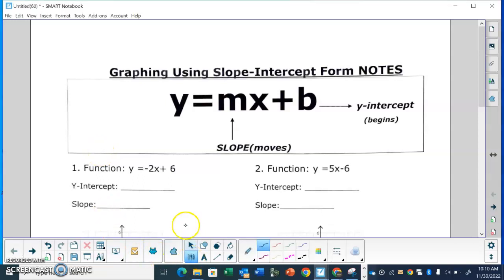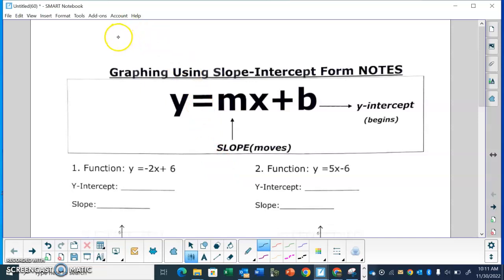Good afternoon. Hopefully you have these notes in front of you, and we're going to look at the concept of using slope and the y-intercept to graph without using the data table. So yesterday, or the last class, we were using a data table to graph an equation, and today we're just going to show you the shortcut.